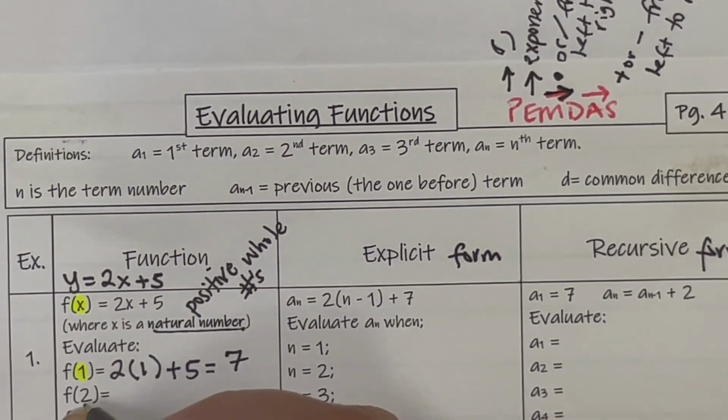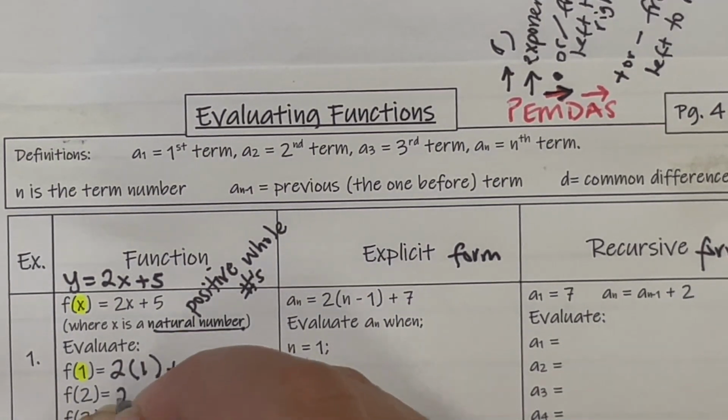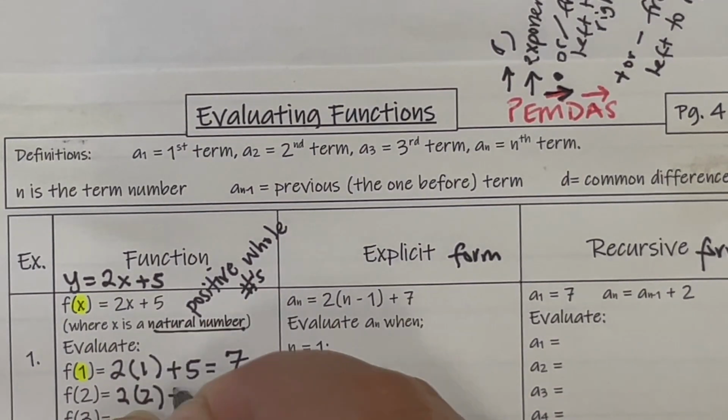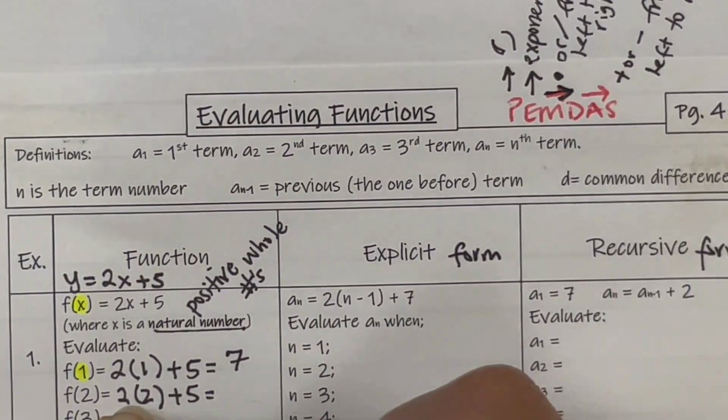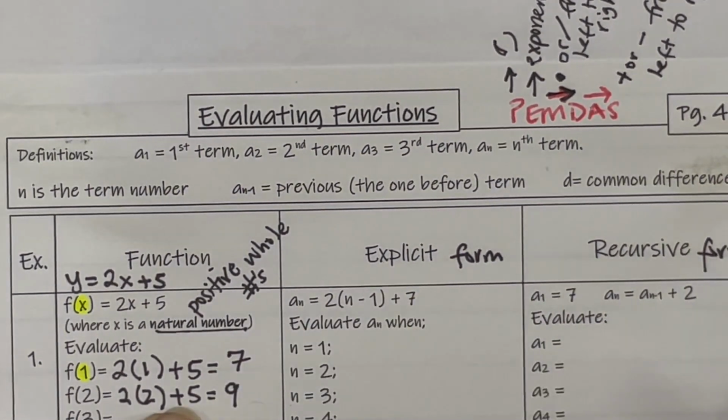All right, now we're going to put in 2. So where I see x, put in 2. So it's going to be 2, I see an x, so it's 2 plus 5. Just please excuse my dear Aunt Sally. So parentheses first. So 2 times 2 is 4. And then there's nothing else but addition. So plus 5, which is 9.